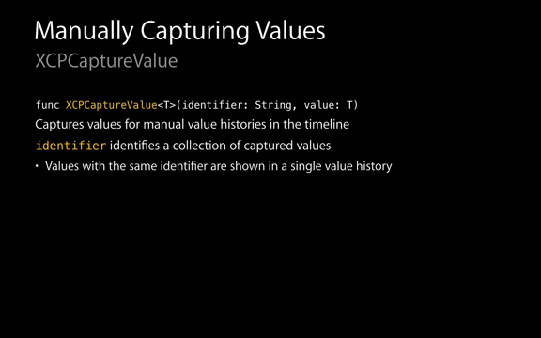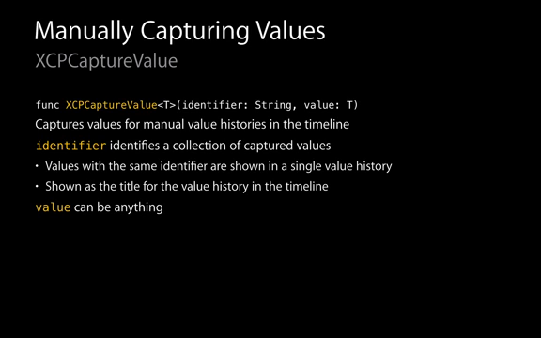Conversely, and what we want here, if you have one line that calls XCPCaptureValue, but it's called multiple times with different identifiers, that one line can generate multiple different timeline items, or graphs in our case. That identifier is also shown as the name of the timeline item, so you can easily see what data is what. The value you pass can be anything, because it's a generic, but it helps if it's a type of value that we know how to Quick Look appropriately. So let's go back and give this a shot.